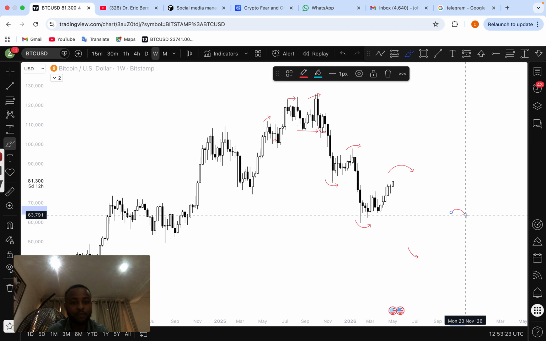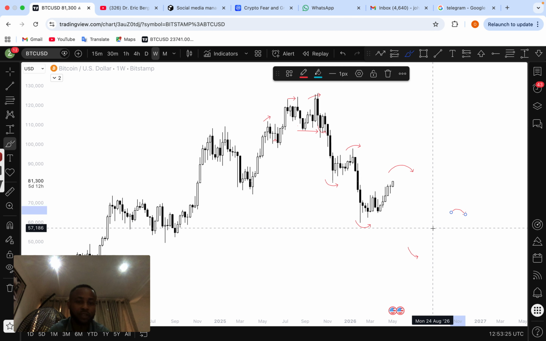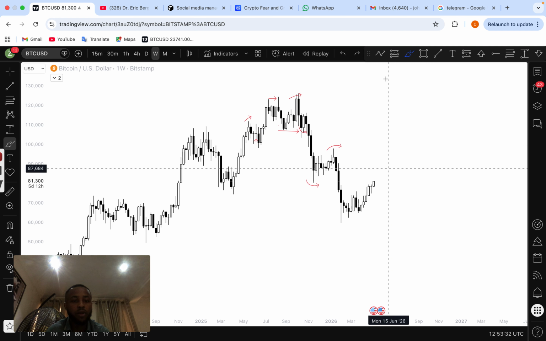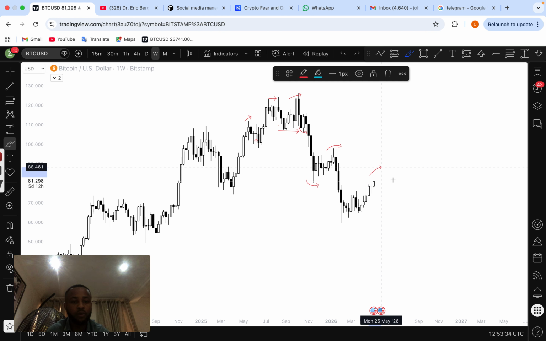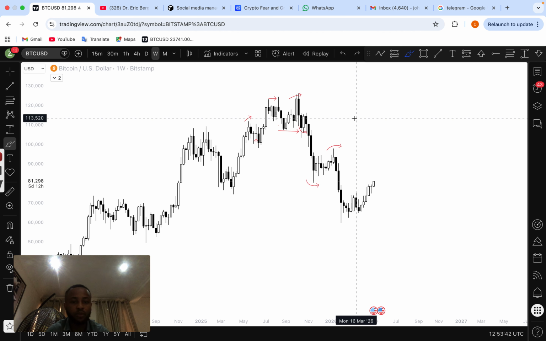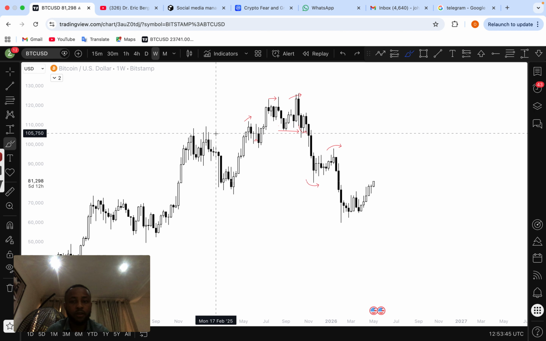Do you understand? So you want to go with the trend. At this point, the next thing we're looking for is another lower high. Okay? Lower high. So this is where the probability is currently favoring us. So that's one.